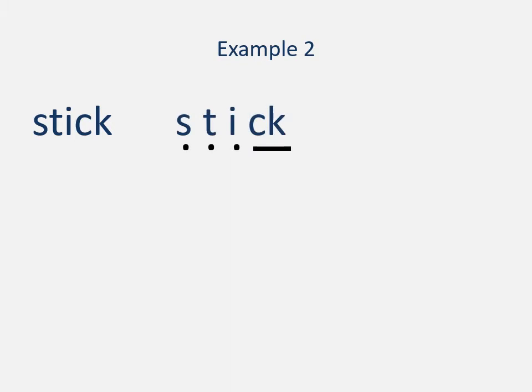Example 2. Stick. Example 2 is stick. S, t, i, k. So if we put sound buttons underneath, you can see we have a sound for S, T and I, and then the K sound is made by C and K. So there are 5 letters here.